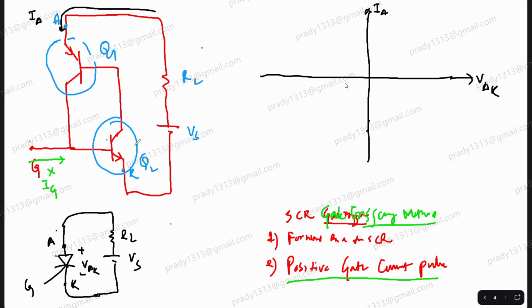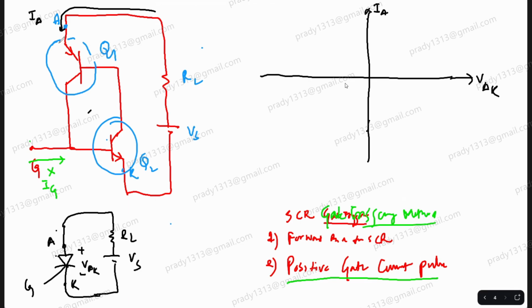See, if these two BJTs, Q1 and Q2, conduct, will the SCR conduct? If these two conduct, SCR will conduct, no? Yes, sir. So if I show you that these two cannot conduct without a gate current, does it also prove that without gate current, SCR cannot conduct? Right? Yes, sir.